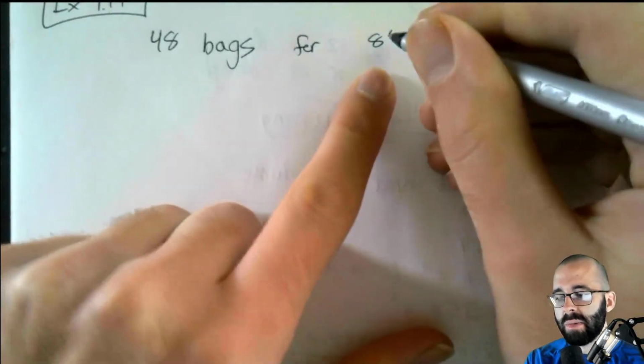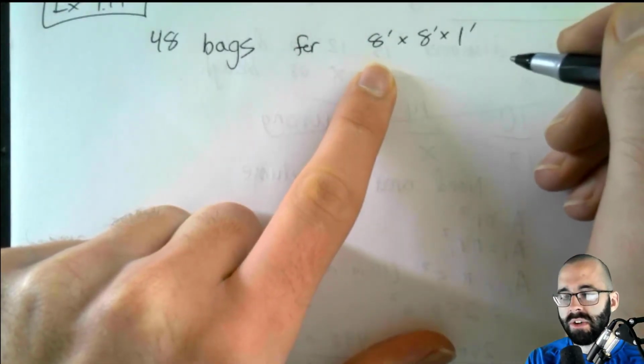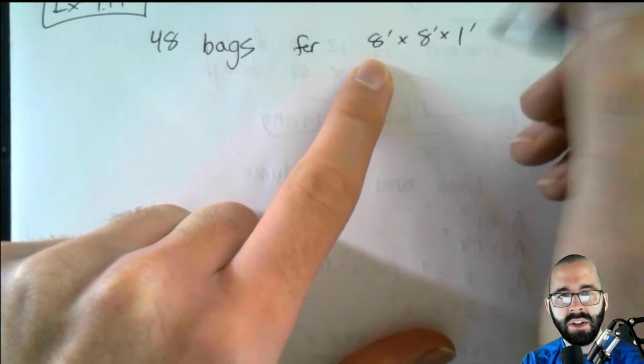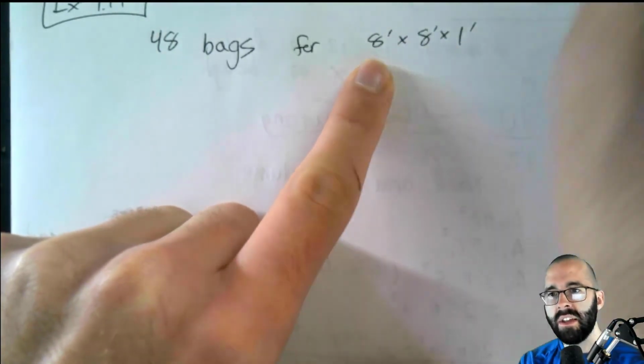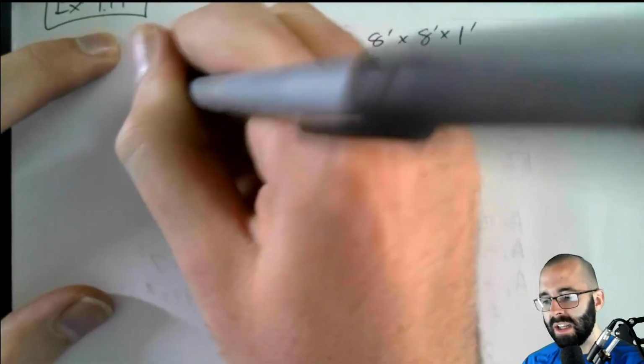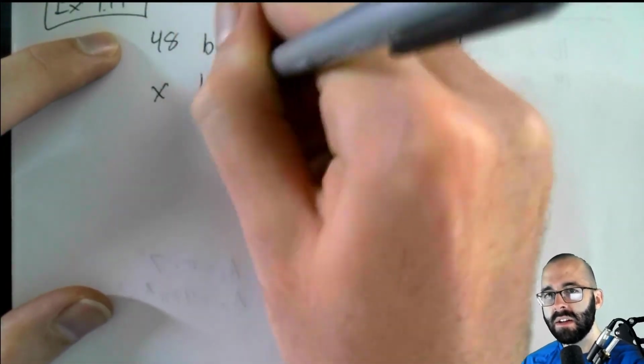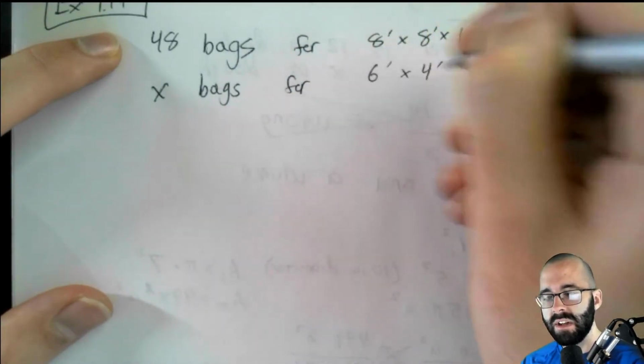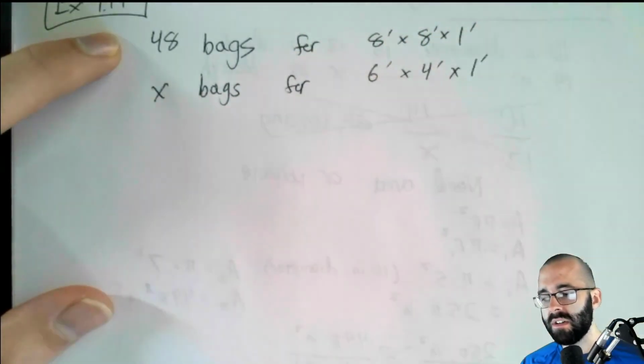Remember that a single apostrophe is abbreviation for foot. So if you want to write FT, you can. If you want to write an apostrophe, you can. And then just like last time, we need how many bags for a sandbox that's 6 feet by 4 feet by 1 foot.